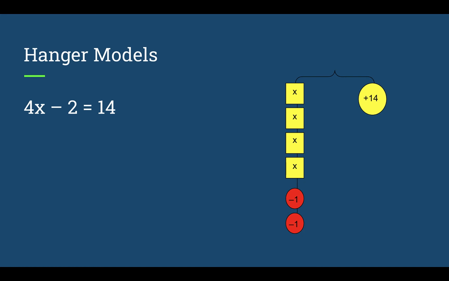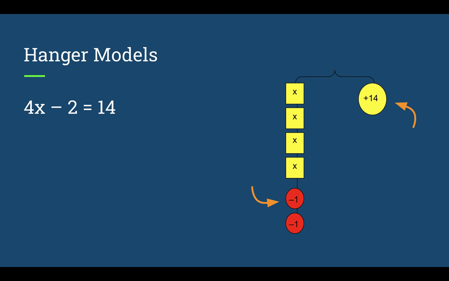Let's look at a different type of example. If you notice here, there are now 2 red circles. Those represent negative numbers. So here I have 4x minus 2 equals 14. So the negative 2, or the minus 2, is shown by 2 red negative 1s. On one side it's negative, but on the other side it's positive.